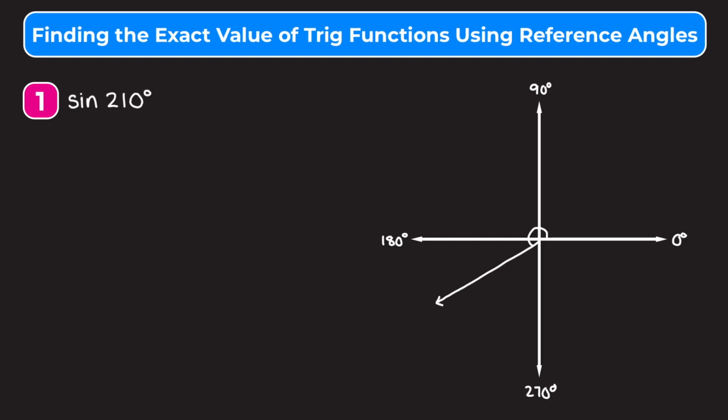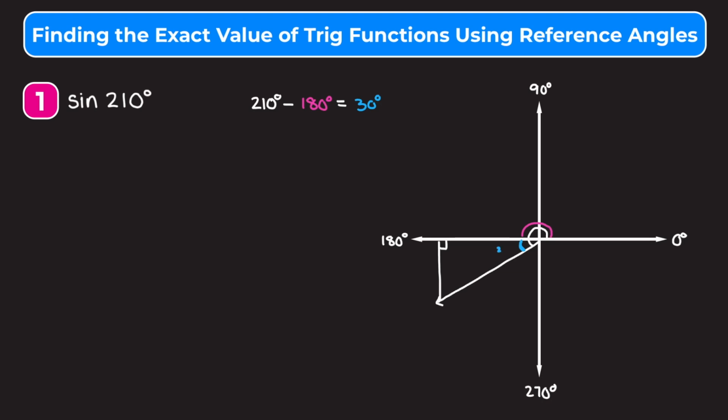Now we want to draw a right triangle with the x-axis. You always want to make a right triangle using the line you drew for your angle and the x-axis. So we're going to have a triangle like this. Now we want to figure out what this blue angle is, because this angle is going to help us find the sine of 210. This pink angle is 180 degrees, and the white one is 210. So to find the blue angle, we do 210 degrees minus the pink angle of 180 degrees, and we get that our blue angle is 30 degrees.